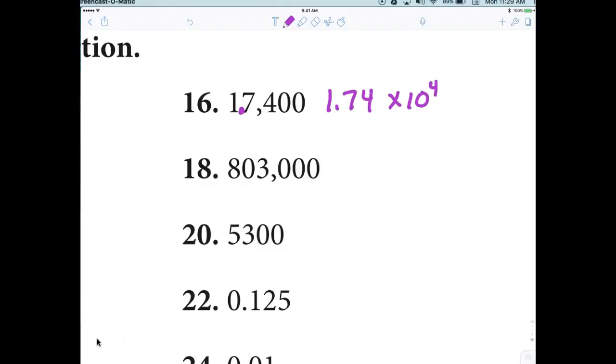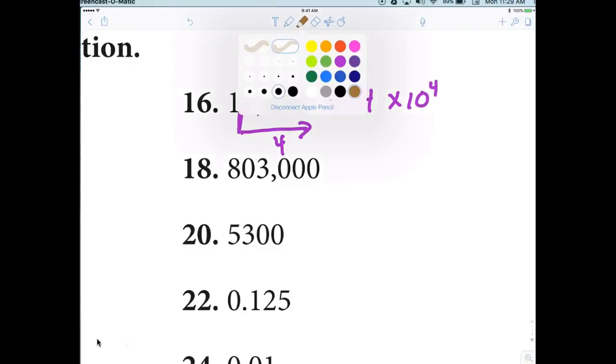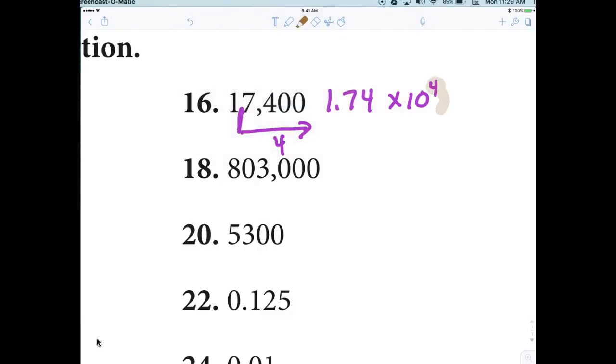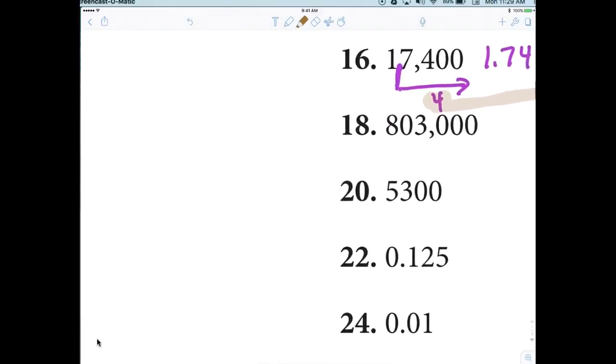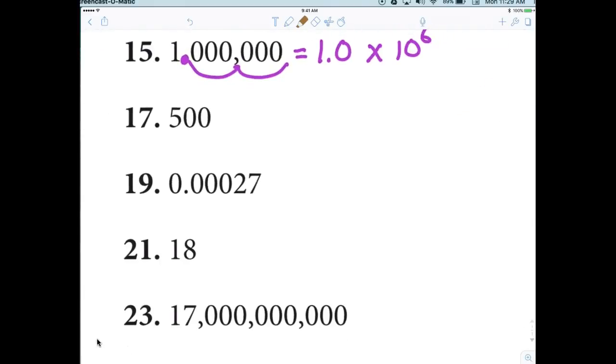Remember, always know that the decimal is after the first digit. And then how many places did we move it? We moved it 4, so that corresponds to the exponent. All right? Everybody happy? All right, let's take a look now at question 17. Avery, go. Yes, I want you to say that. 5.0 times 10 to the second. Perfect. You guys agree with me?